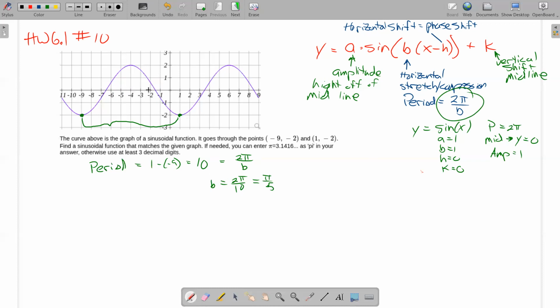Other things to think about, what's the midline? So I look here, this bottoms out at y equals -2. It has a maximum of y equals +2. And so in between there, if we take the minimum plus the maximum and divide by 2, that's going to give me the midline, right? Because the average value, what's in between the top and the bottom, add them up, divide by 2. So -2 plus +2 is 0, over 2 is still 0. So I know y equals 0 is the midline, which is k.